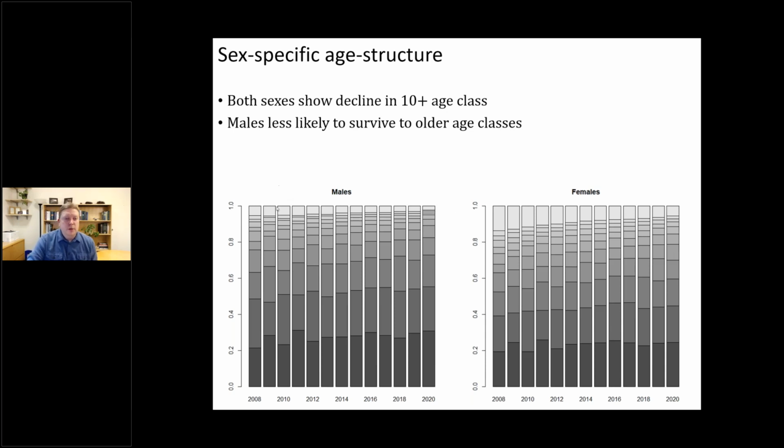Another thing that was pretty interesting in separating age class by sexes is that older males make up a much smaller proportion of the male population than older females make up of the female population, which directly goes back to what we were seeing of males having lower annual survival, suggesting that they're less likely to survive to these older age classes.